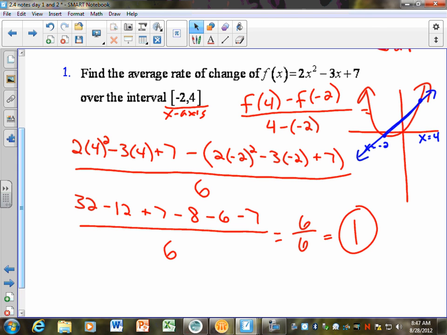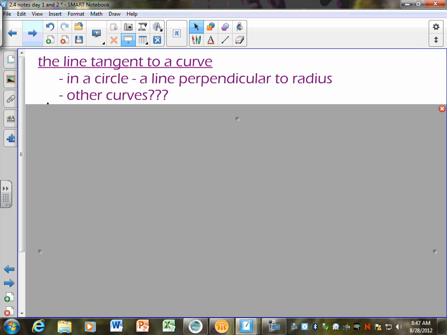So, how does this all connect to calculus? What I really care about is the instantaneous rate of change, which means at a specific point, what would the slope be, or what would the rate of change be? Which means instead of talking about a secant line, I want to talk about a tangent line to a curve.